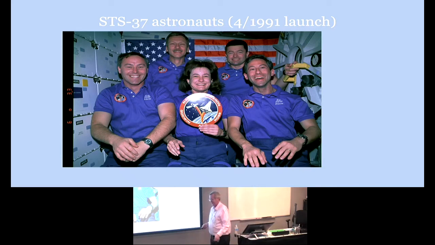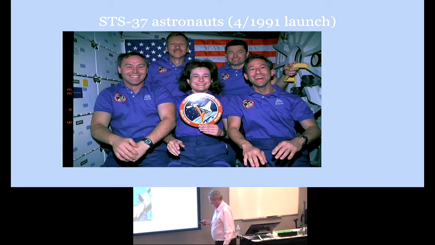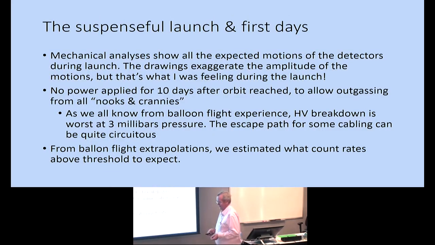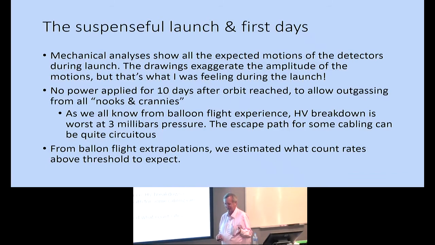So these are the greatly appreciated astronauts who succeeded in pulling out the antenna. So it was a very suspenseful time. So we got through the launch environment, but we didn't really know for sure what we had because I had to wait 10 days because you want to let any outgassing take place. You don't want your high voltage to fail because the residual gas is somewhere in the system. So we had no knowledge other than temperature measurements of what we had on orbit.